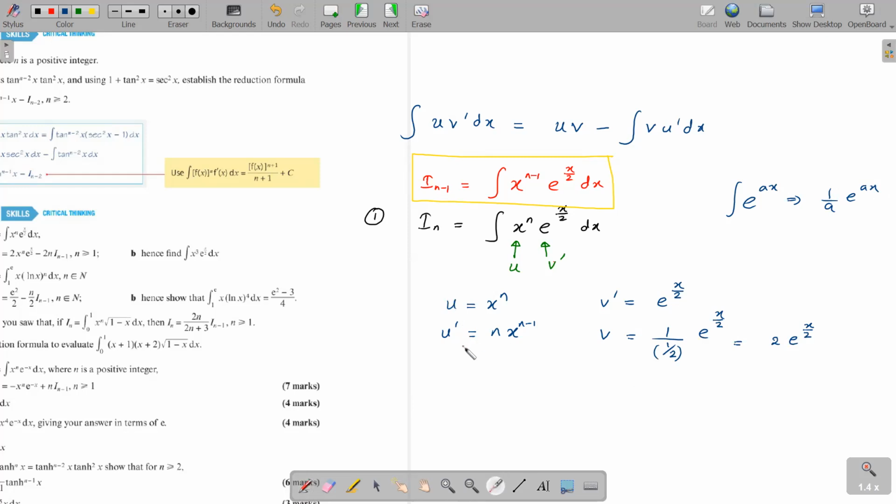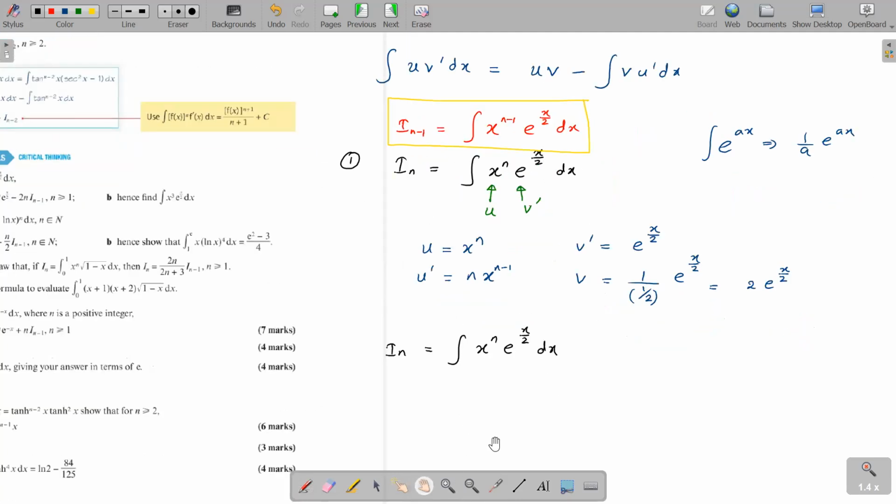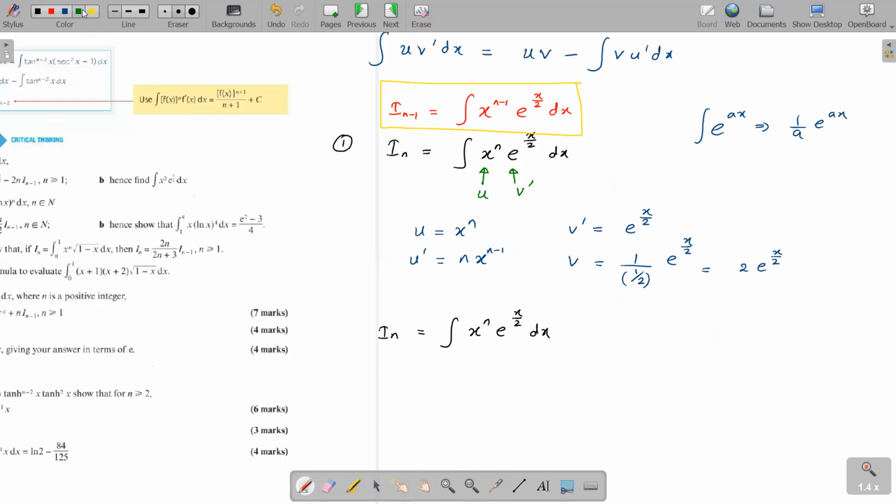So u to u dash is differentiation, v dash to v is integration. Now shall we input the values here? I need to get I_n, the integration of x to the power n e to the power x over 2 dx, right? Are you with me? I have already chosen my u, v and u dash, so input the values into this equation in this order. Who is u? x to the power n, into who is my v? 2 e to the power x over 2.